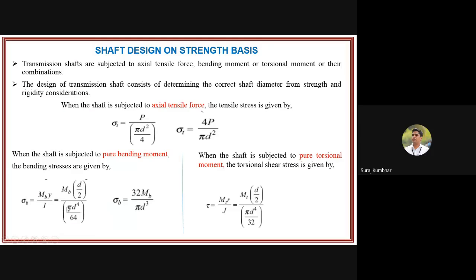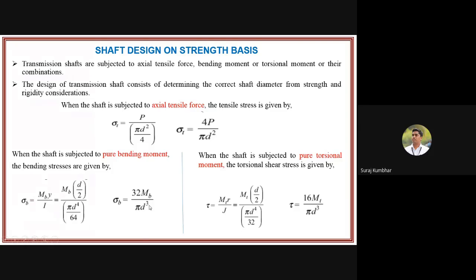Here the moment of inertia is pi by 64 d raised to 4. J, the polar moment of inertia, is pi by 32 into d raised to 4. If you rearrange all the terms, tau, that is the torsional shear stress, is equal to 16 into Mt, that is the torsional moment, divided by pi d cube.